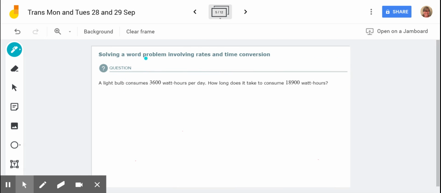Okay, solving a word problem involving rates and time conversion. Typically with conversion, this one actually is kind of an easy problem, but typically with conversion, you can set up a proportion usually if it's easy. If it's bigger than a proportion, you can use stoichiometry like you did. Okay, proportion, you can use stoichiometry, or you can use your brain.